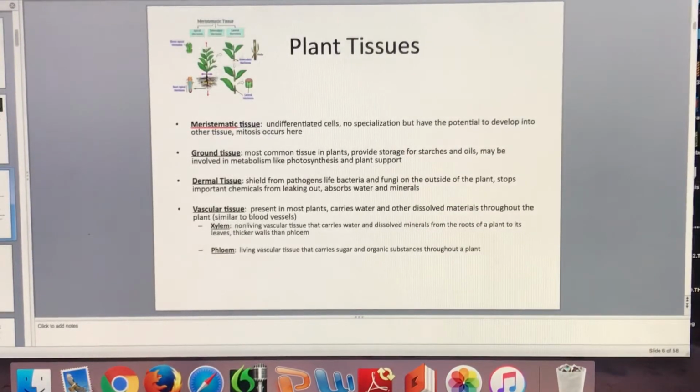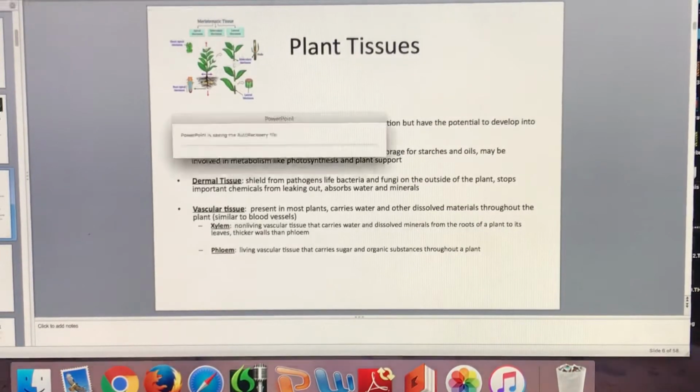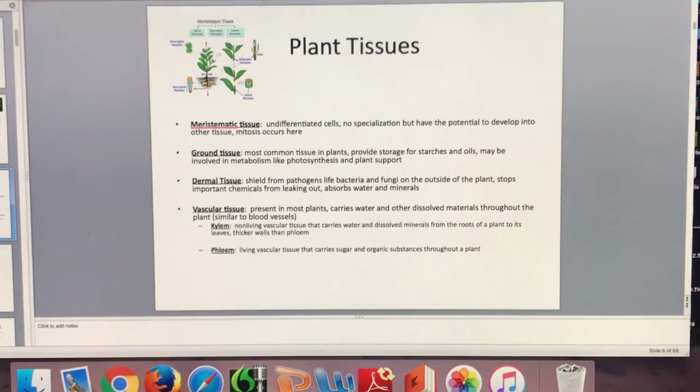So let's look at some specific plant tissues. We have what's called the meristematic tissue. It's sort of like the stem cell equivalent of a plant. It's undifferentiated cells. They are not specialized, but they have the potential to develop into other tissue, and mitosis occurs in meristematic tissue.